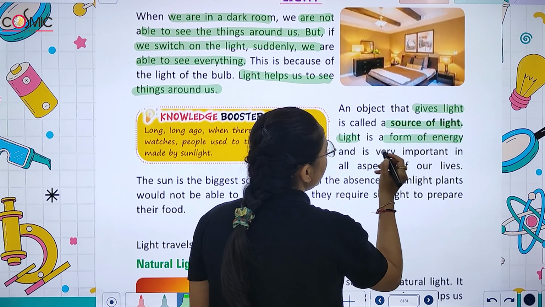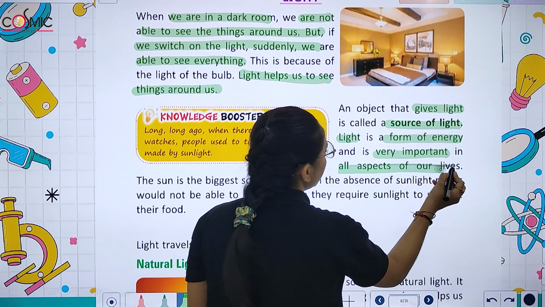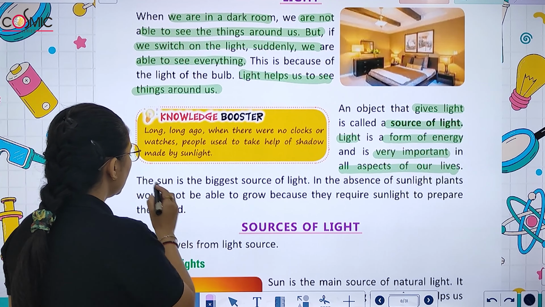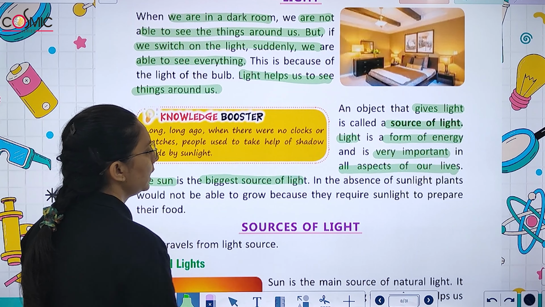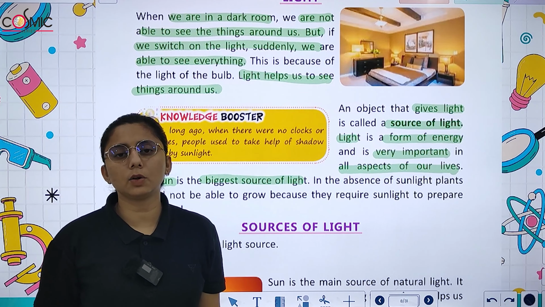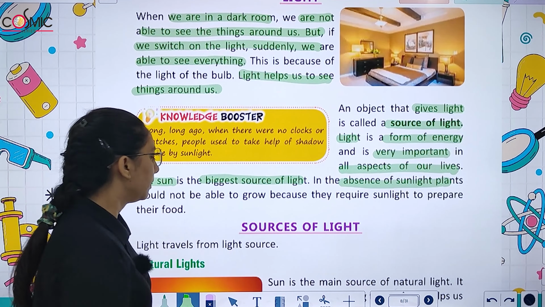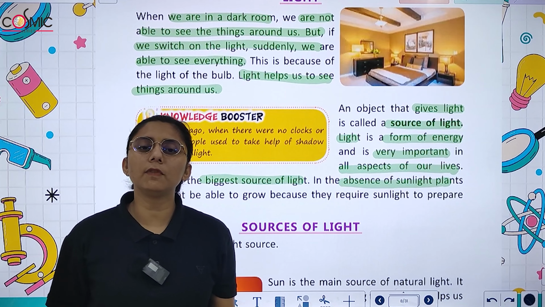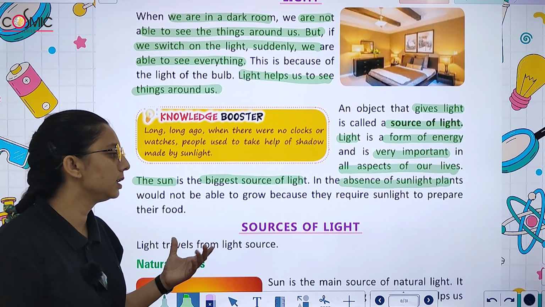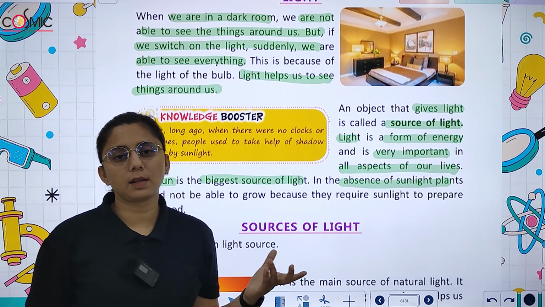Light is a form of energy and very important in all aspects of our life. The sun, which is the biggest source of light, in the absence of sunlight, देखो जब sunlight का absence होता है, तो जो plants होते हैं, they will not be able to grow. Why? Because they require sunlight to prepare their food.